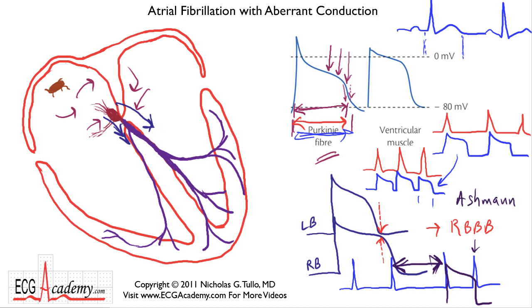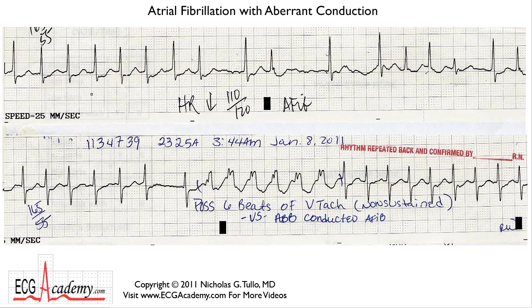Now let me show you an example of that. Here's the rhythm strip that I got from the telemetry unit, and it's pretty easy to recognize this as atrial fibrillation. You have this jiggly baseline here. You've got a ventricular rhythm that's irregularly irregular. It's kind of fast here, and then it breaks up and it becomes very irregular here.